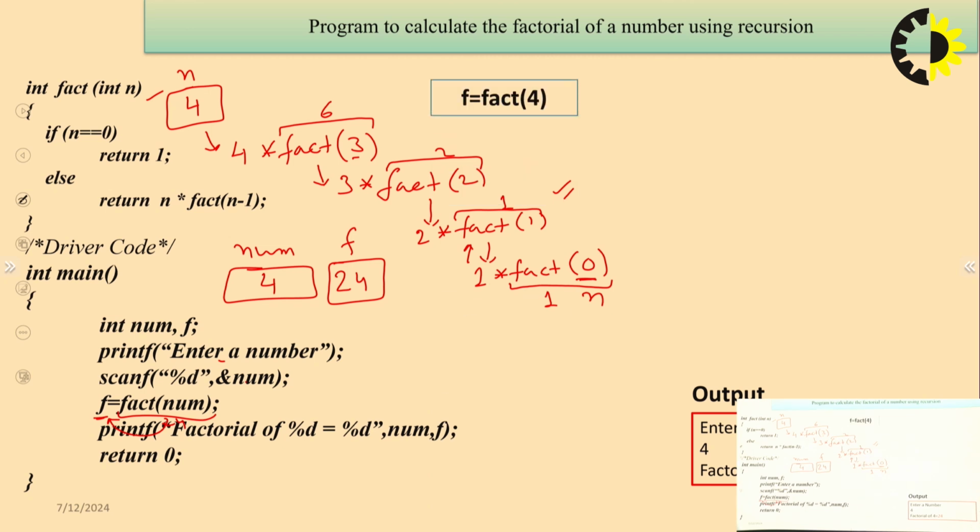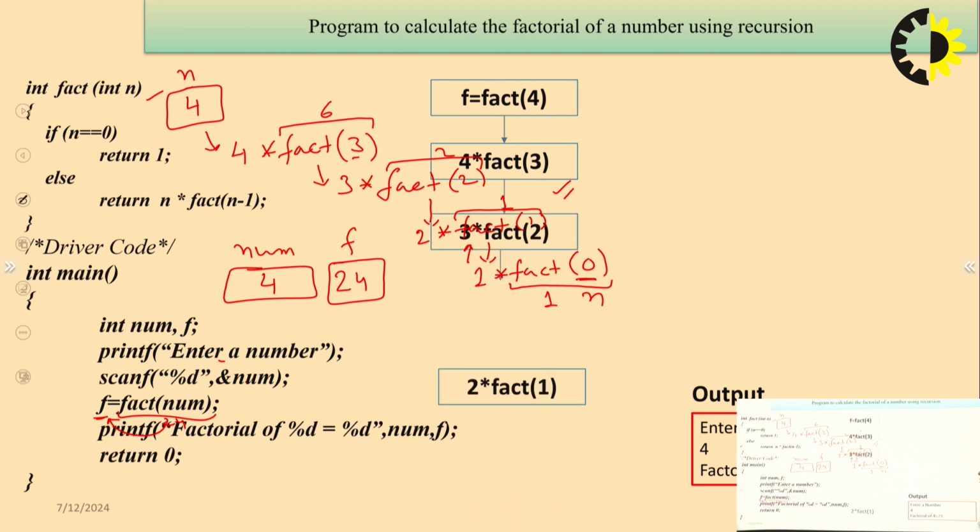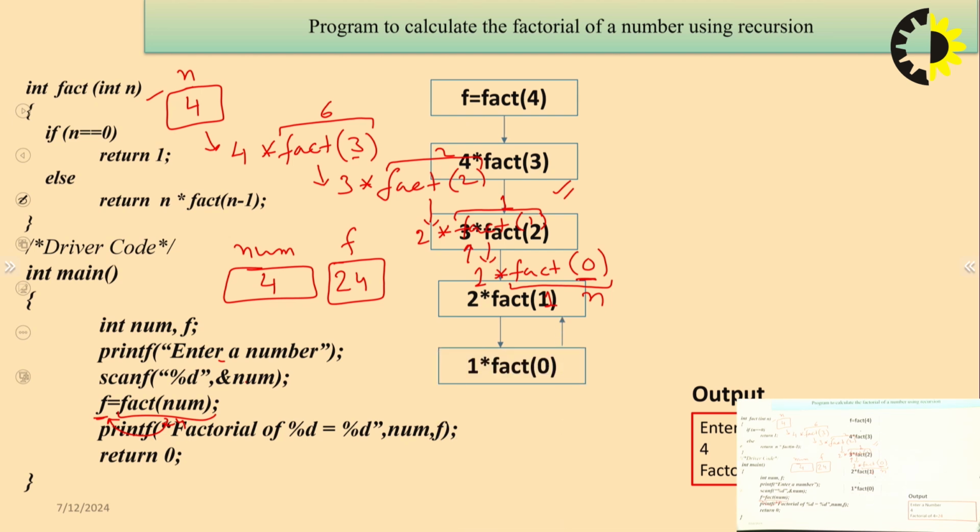Now, come next, we can also see here fact 4, a new function call generated here, 4 into fact 3, then 3 into fact 2, we have already seen this concept, then 1 into fact 0, then this will return to its calling function the value 1. Now this value 2, now calculated value 3 into 2, that is 6, will return here, and here 4 into 6, that is 24, will return here, and this 24 will assign into this particular variable f. Okay.